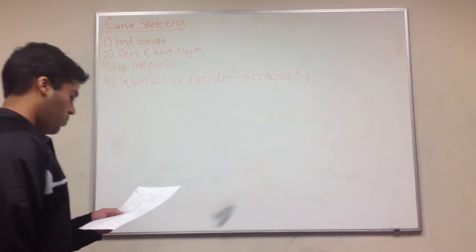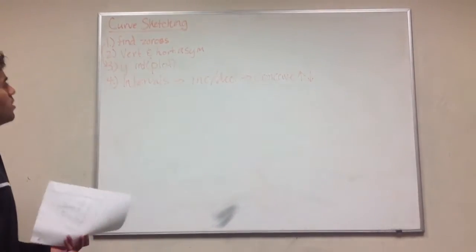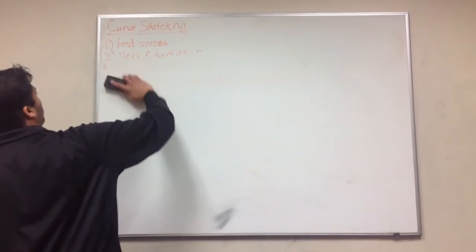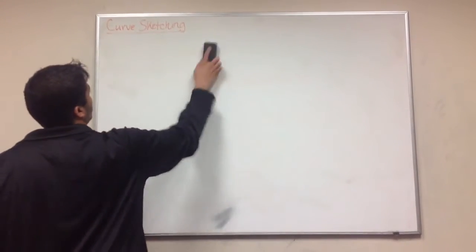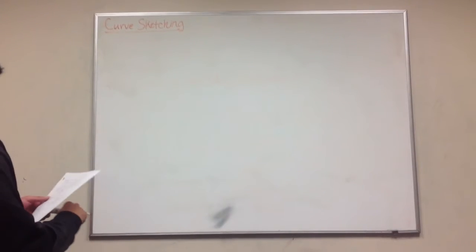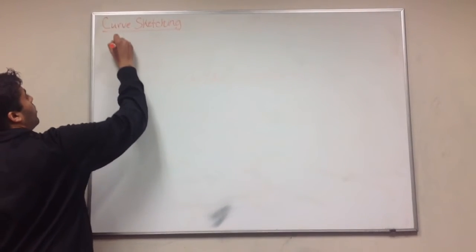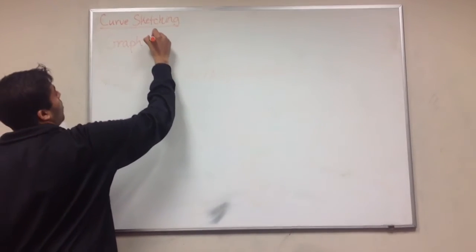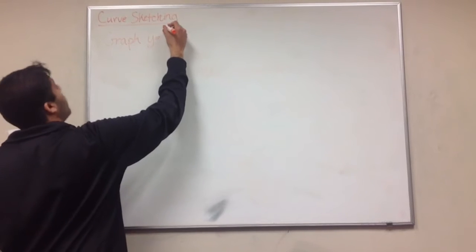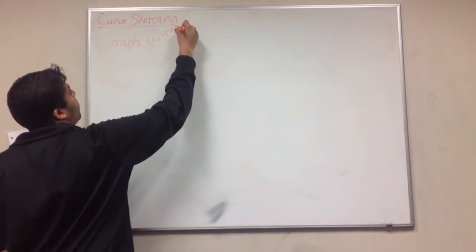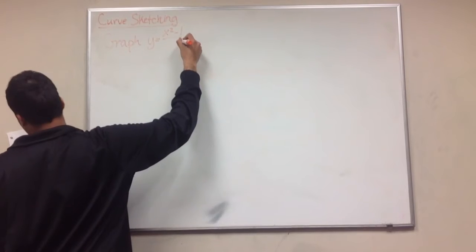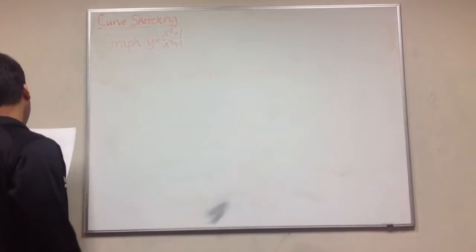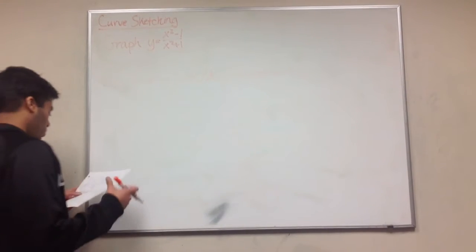So let's take a function and use these steps to sketch a graph. I have a function here. The question asks to graph y equals x squared minus 1 over x squared plus 1. First we need to find the zeros.